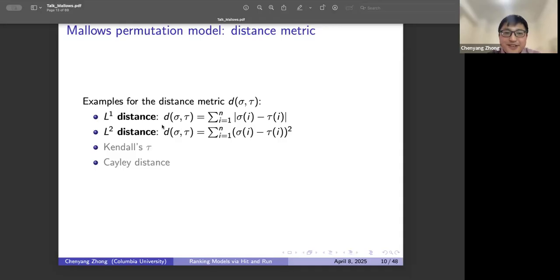So just as the name suggests, if we have two permutations, sigma and tau, recall that they are bijections, so they are functions from 1 up to n to itself.